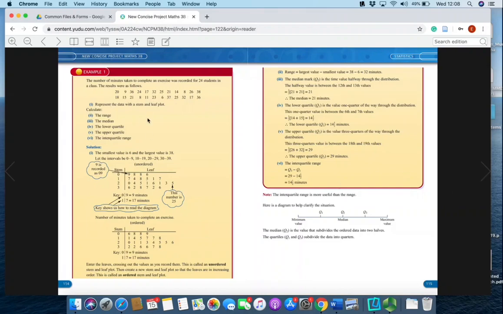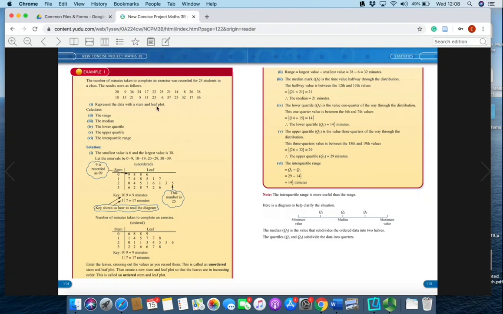So how do we do a stem and leaf? Well, the number of minutes taken to complete an exercise was recorded for 24 students in a class. The results are as follows. Represent the data with a stem and leaf plot. Calculate the range, the median, the lower quartile, the upper quartile, the interquartile range. Well, you look at your values and see your smallest and your largest. The smallest is 6 and the largest is 38. I'm doing this to decide what my stem should be, and your stem is what's common to the numbers. So I have 30s, 20s, 10s, and units or noughts.